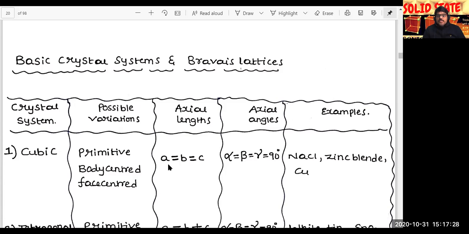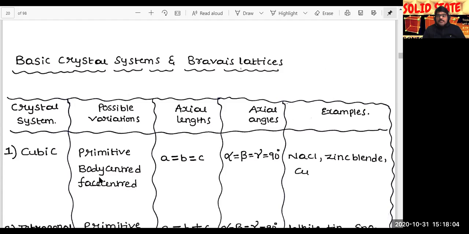And here the axial lengths A, B, C, all are equal. Axial angles alpha, beta, gamma, all are equal. And in case of this cubic crystal system, 3 types of unit cells are found. Actually, we have 4 types of unit cells in general, but the cubic crystal system has 3 types of unit cells. So what are the 3 types? Primitive, body-centered, face-centered.